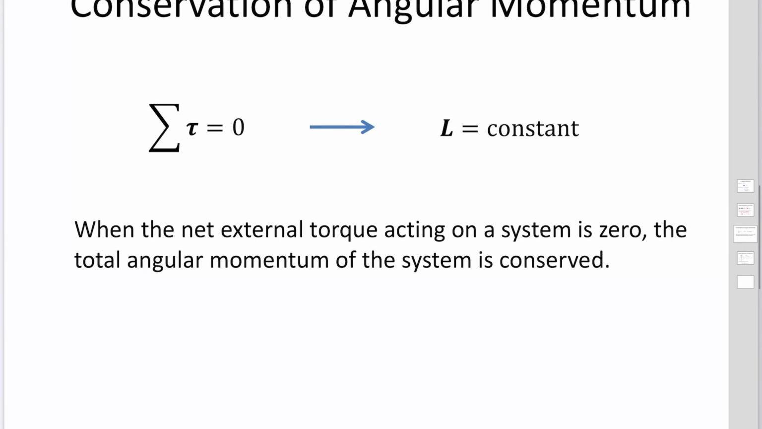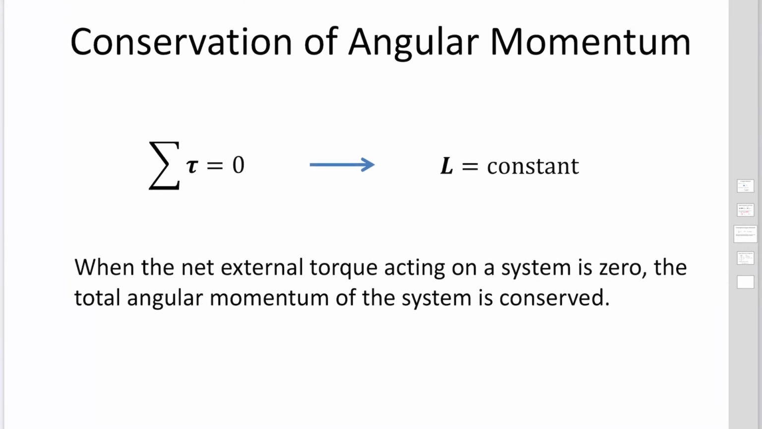Then, conservation of angular momentum. When there is no force acting on the system, total momentum is conserved. If the total torque acting on the system is 0, we can derive the conservation of angular momentum, because dL/dt equals torque. In this case, the torque is 0. Then L becomes a constant value. When the net external torque acting on the system is 0, the total angular momentum of the system is conserved.